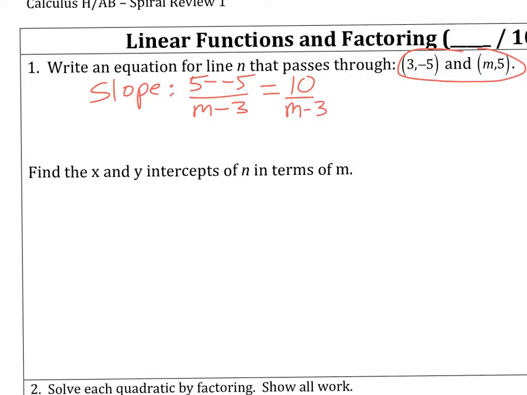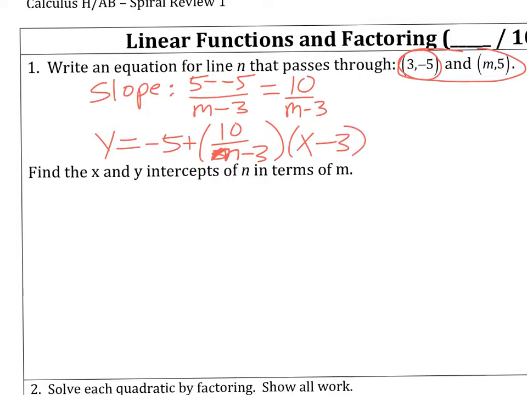Okay, we also need a point. I don't love having an m in there twice, so I might just use my other point. And that's going to give us y is equal to negative 5, and that should be plus, 10 over m minus 3, and that's going to be times x minus 3.